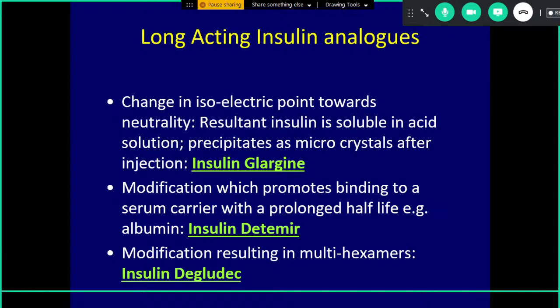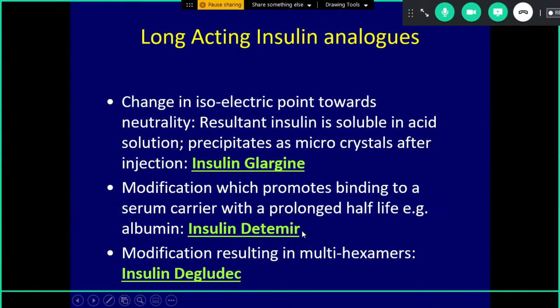However, we have now also started using long-acting analogs. One of them is glargine, which acts in most people for 24 hours. There's a change in isoelectric point towards neutrality so that the insulin is soluble only in an acid solution and then precipitates the moment you put it into the human body because the pH there is about 7, and then it has to slowly release from that depot in the skin.